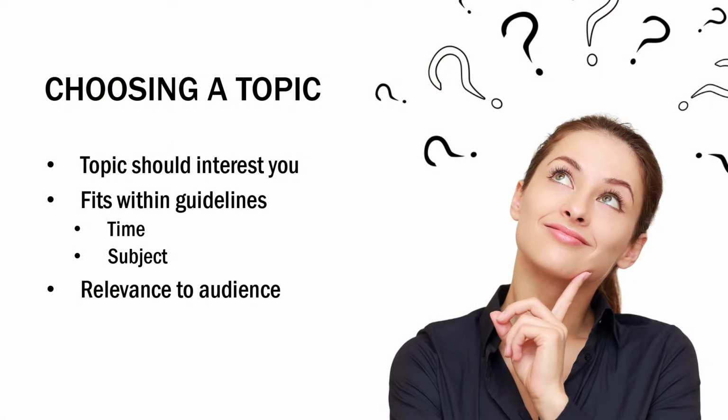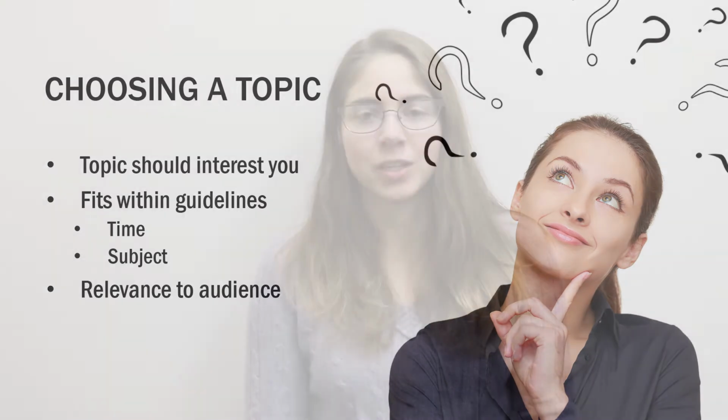First, choosing a topic is one of the most important parts of creating an effective presentation. If possible, you should choose a topic that you are personally interested in. If you show your interest during your presentation, the audience will be more interested too. It is also important to choose a topic that fits within the guidelines that are provided. For instance, you should check how much time you have to give your speech.